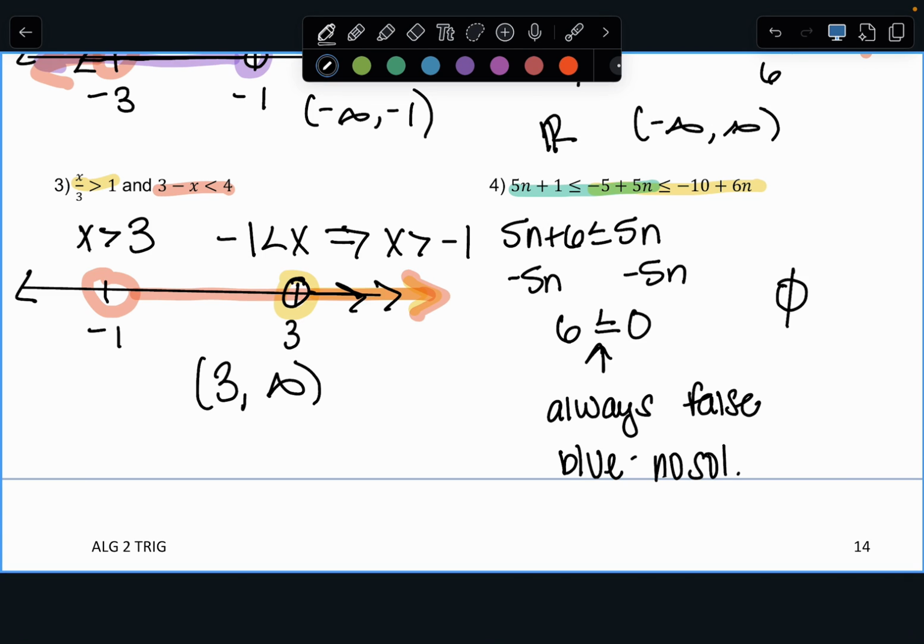In general, if you get an always false statement, no solution. If you get an always true statement, so if this said 0 is less than or equal to 6, then what do we think our solution is? Instead of no solution, if it's always true, all real numbers. So always false, no solution. Always true, all real numbers.